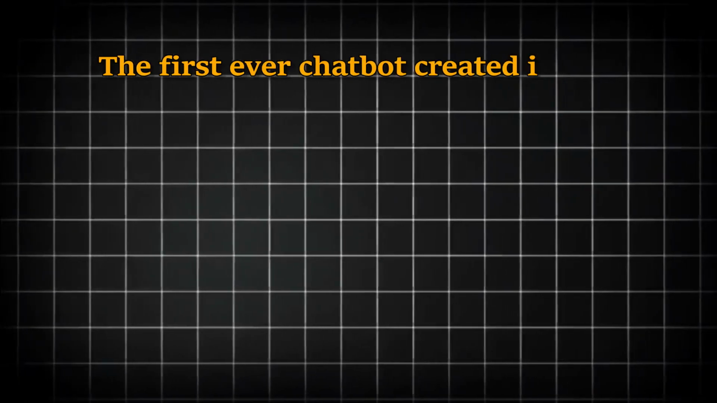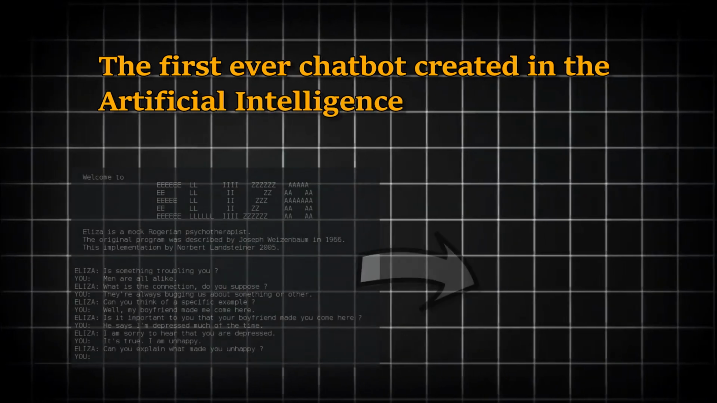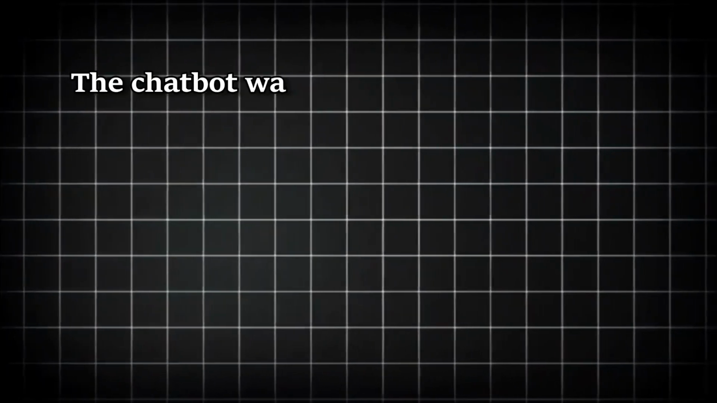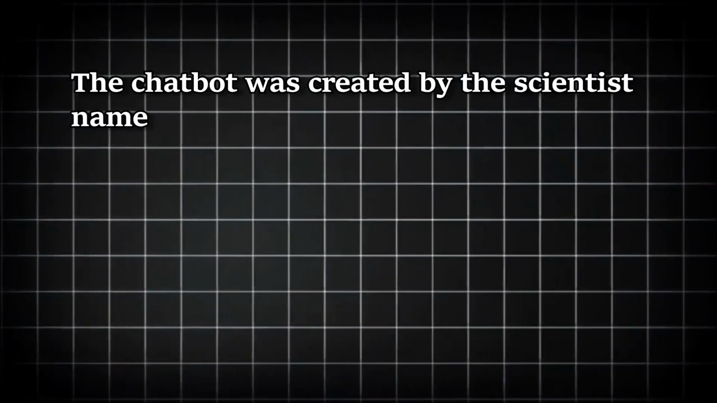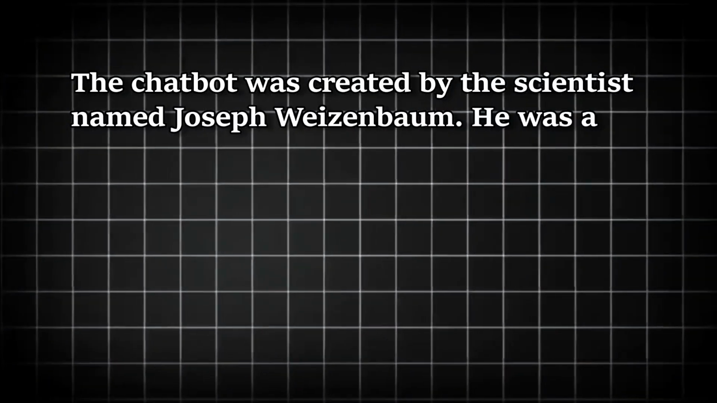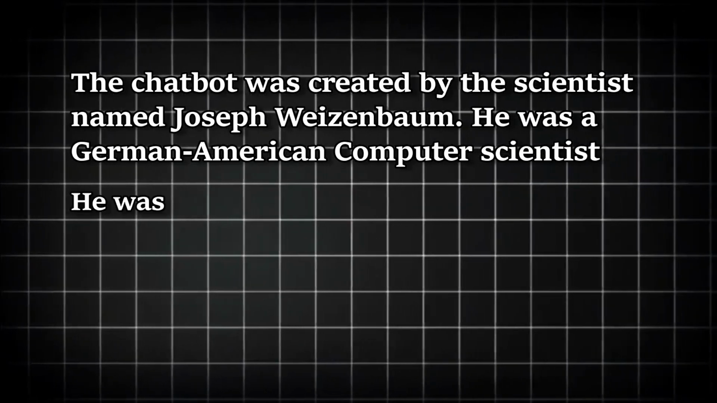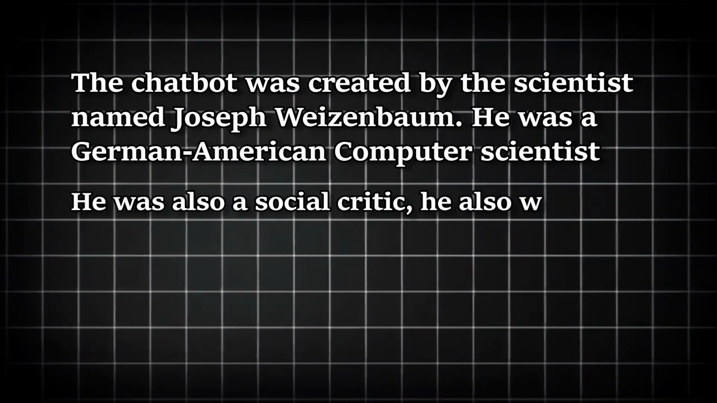The next topic is the creation of the chatbot. What is the creation of the chatbot? The first ever chatbot created in artificial intelligence history is the Eliza chatbot. It was created by a scientist named Joseph Weizenbaum. He was a German American scientist, and he was also a social critic.